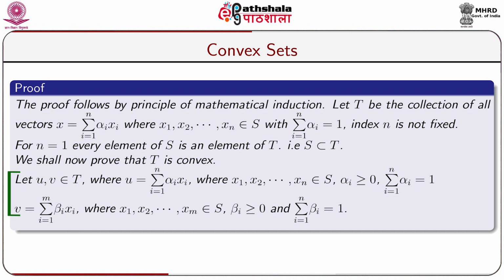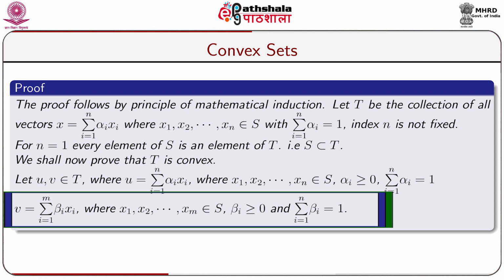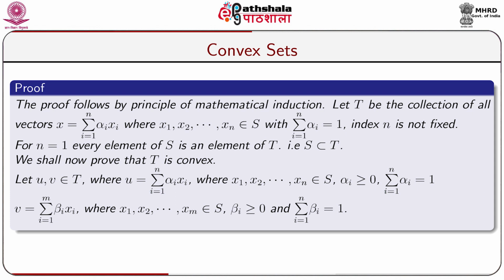Let u, v belong to capital T, where u is equal to sigma i equal to 1 to n alpha i xi, where x1, x2, dot dot, xn belong to capital S and alpha i greater than or equal to 0 with sigma i equal to 1 to n alpha i equal to 1, and v is equal to sigma i equal to 1 to m beta i xi, where x1, x2, dot dot, xm belong to capital S and beta i greater than or equal to 0 and sigma i equal to 1 to m beta i equal to 1. Here n and m may be different or may be equal.